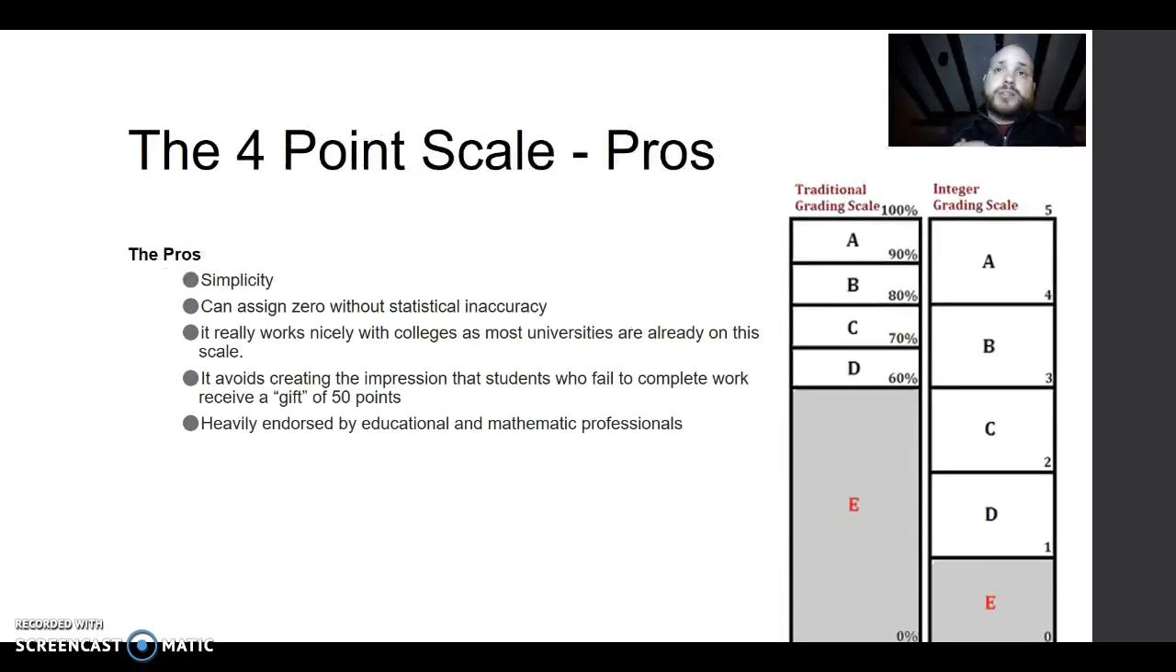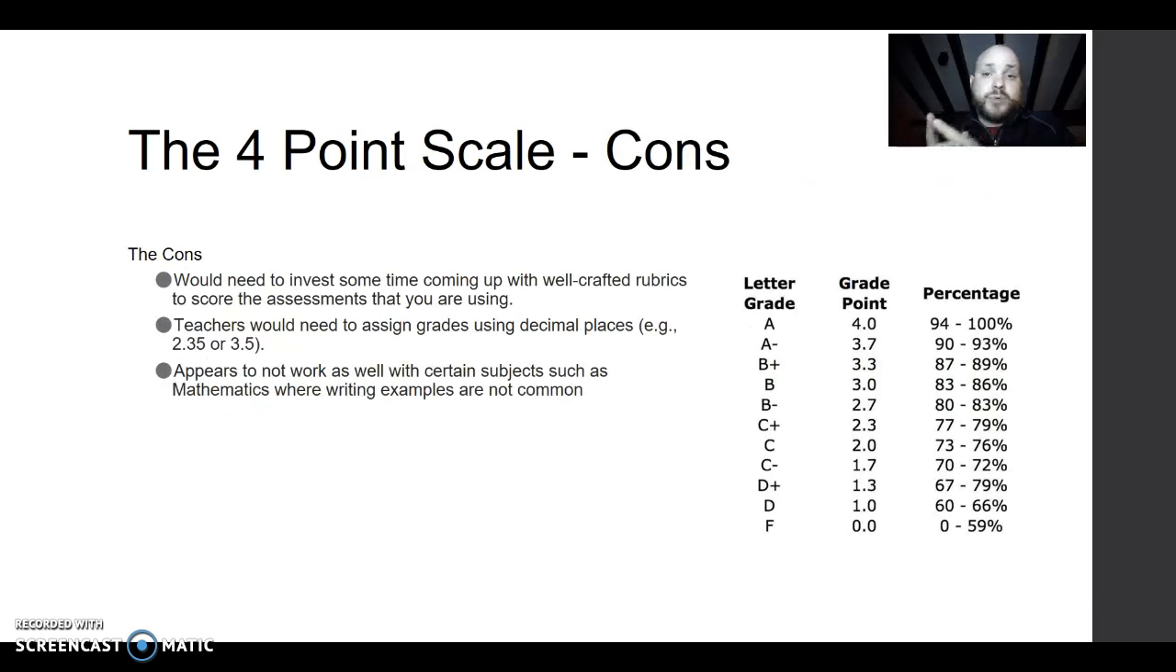The next scale I want to present is a 4-point. We know it because we use it in college and university, so we have familiarity. It's simplistic. You can assign the zero without a statistical inaccuracy, and it avoids giving people 50 points. The cons: we would need to invest a lot of time into rubrics. And teachers would also have to assign fractions for all the grades in between a solid A and a solid B.